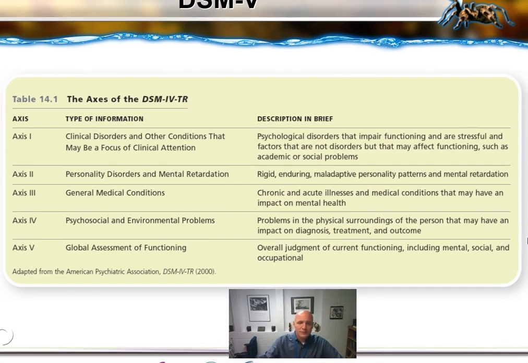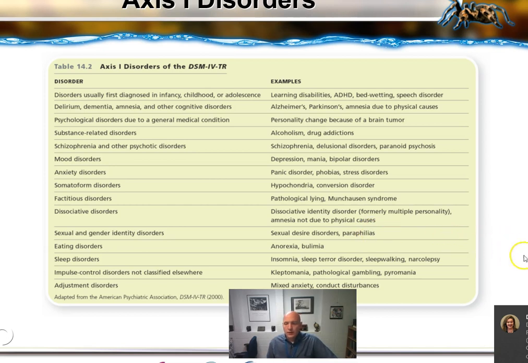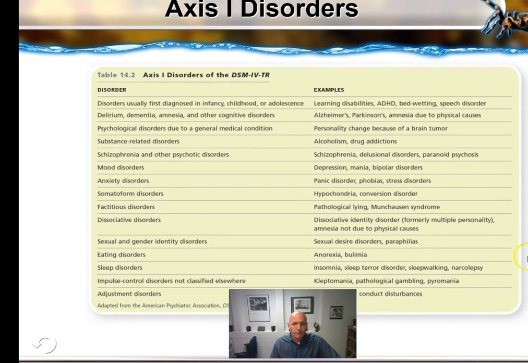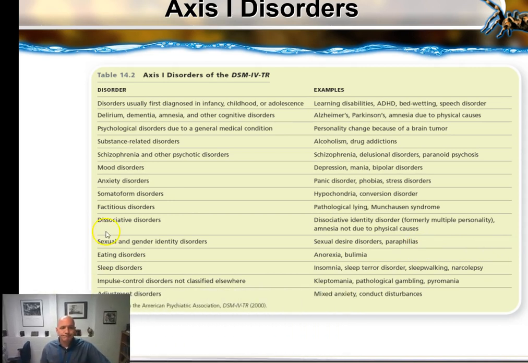So here you have a breakdown of axis 1, 2, and 3, as well as 4 and 5. So if you take a look at these disorders, I just want to go through them if we can. You have disorders usually diagnosed in infancy, childhood, or adolescence. So this would be learning disabilities, ADHD, bedwetting, and speech disorder. Each of these categories, so about 15 categories, each of them have hundreds of different diagnostic possibilities.